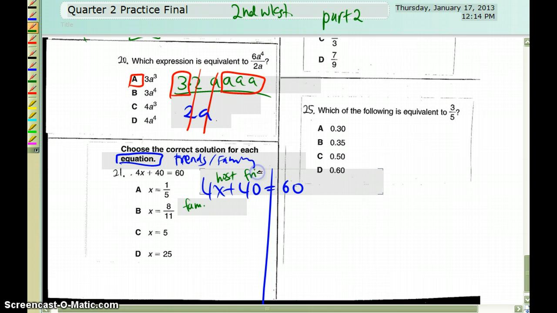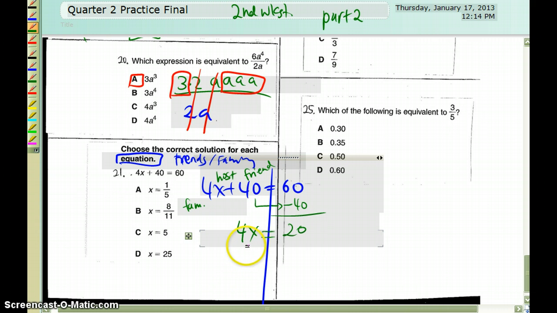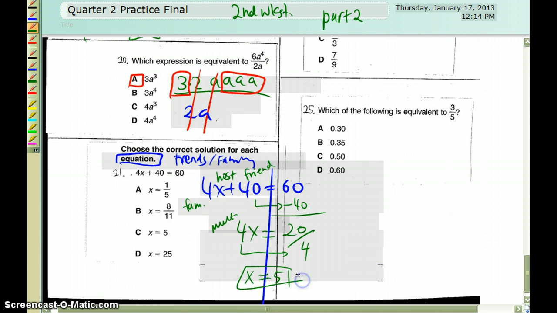Okay, so as people leave the party, we say that the friend goes first and they leave. And we always do the inverse of whatever they were doing. So adding would be subtracting on the other side of the door. Subtracting that gives me 20. That's equal to 4x. Then the family member leaves, which is the 4. And because they were multiplying, over here they're going to divide. So 20 divided by 4, x would now give me 5. Okay, C is my answer.